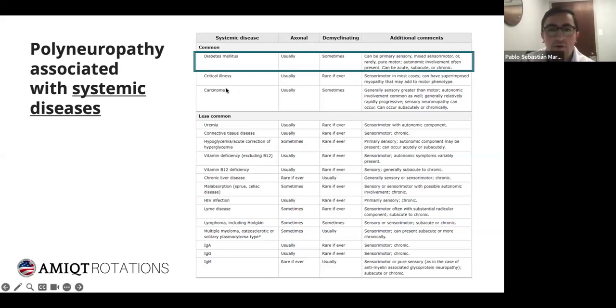There are many other causes for polyneuropathy like carcinomas, lymphomas, any type of cancer, chronic kidney disease, chronic liver disease, and some vitamin deficiencies, and each one has a different pattern of demyelination or axonal damage, and with that, the clinical manifestations that we could evaluate in these kinds of patients.